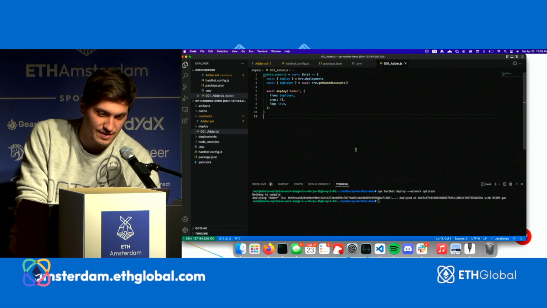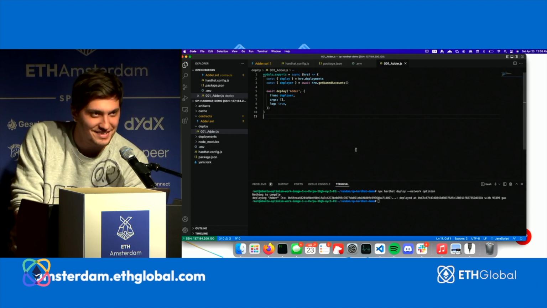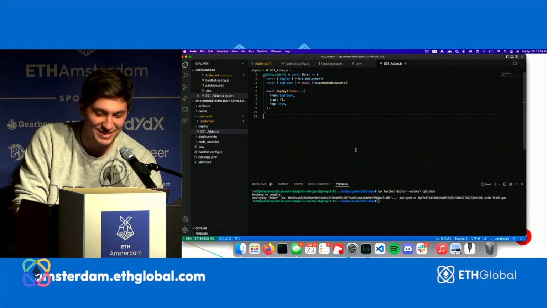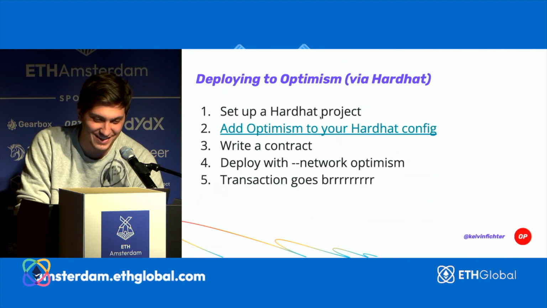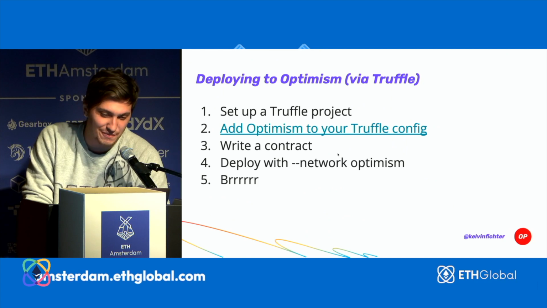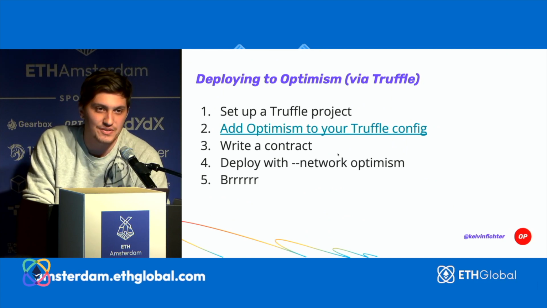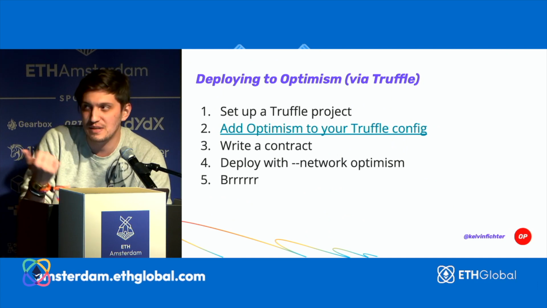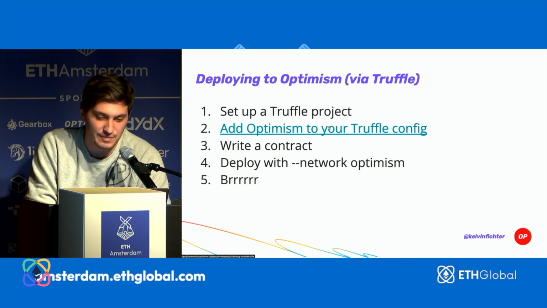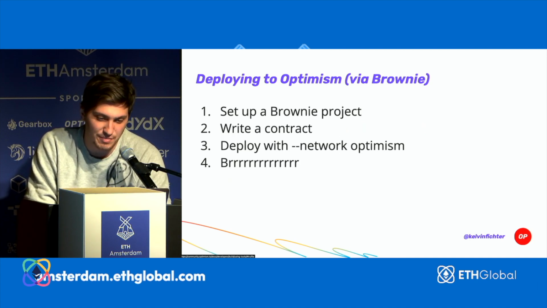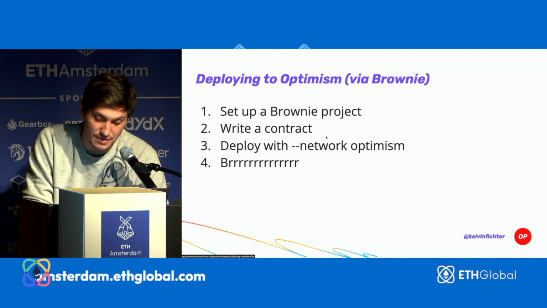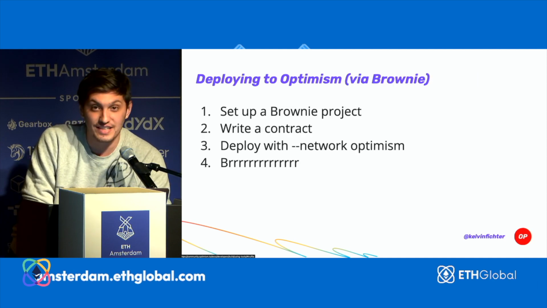That was easy. Okay, that's it. It's the same thing. This is why this talk is really boring. It's just showing you how to deploy a contract. Same thing with Truffle. Literally just the same thing. You just add Optimism to your network config. Maybe I can share the slides later if you want the link to this, but very straightforward. Same thing with Brownie, except you don't even need to add it to the network config because it's in there already. And that's it. That's literally all it is.